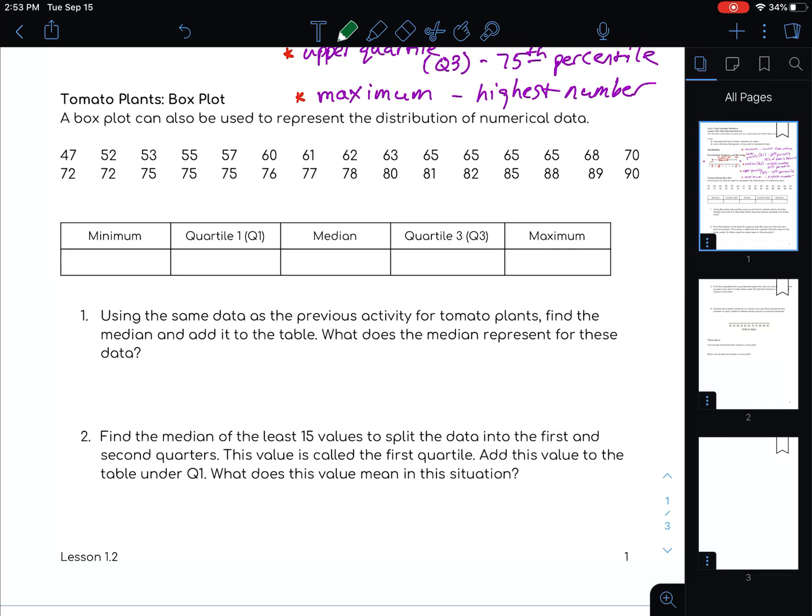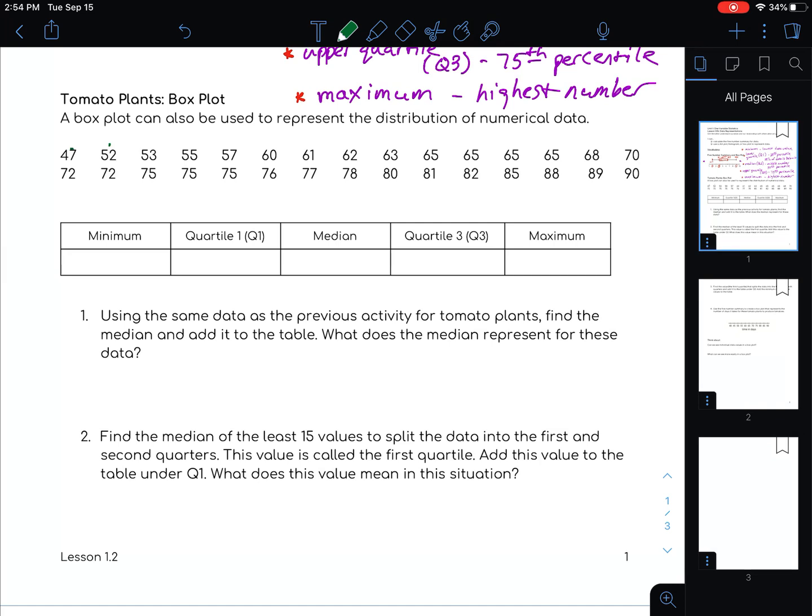Number 1 says, using the same data as the previous activity for tomato plants, find the median and add it to the table. What does the median represent for this data? In this case, if we count up all of our numbers here, there are 30 total numbers. There's 15 in the top row and 15 in the second row. And the great thing is they have already been ordered from least to greatest. That's going to be important. You have to put your numbers in order from least to greatest, so that's been done for us, which makes this a little bit easier.